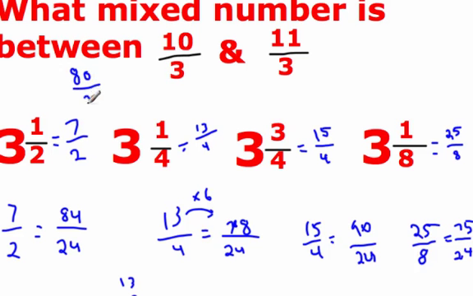If we multiplied the bottom number 3 by 8, we'd have to multiply the top number, the numerator, by 8 as well. And then this one, the same thing. It would be 88/24ths. 11 times 8 is 88.